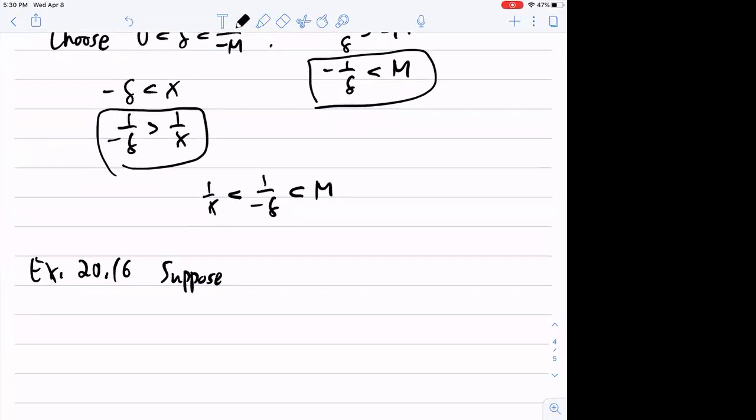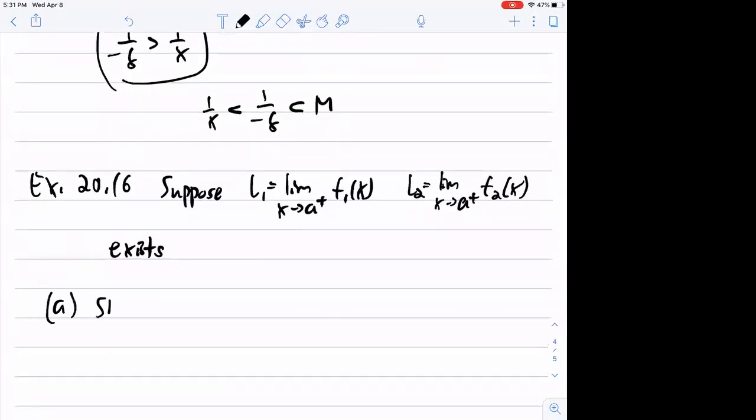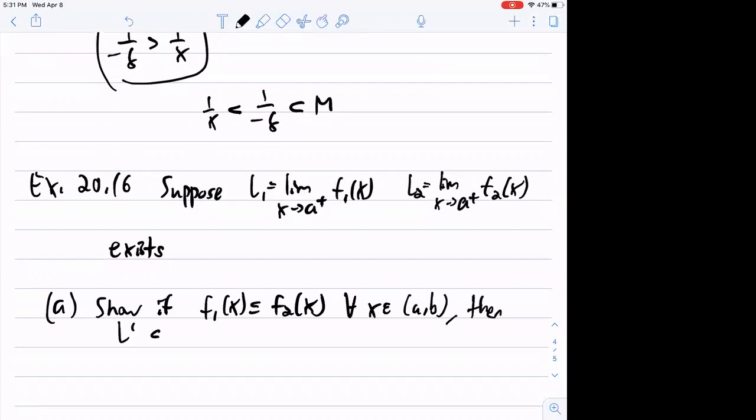Suppose we have two functions. L1 equals the limit as x goes to a from the right of f1 of x. L2 equals the limit, well, yeah, they're both from the right, of f2 of x. Both of these exist. And we want to show, if f1 of x is less than or equal to f2 of x for all x in some interval (a, b), then L1 is less than or equal to L2.